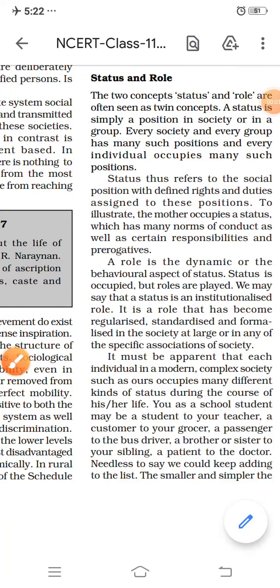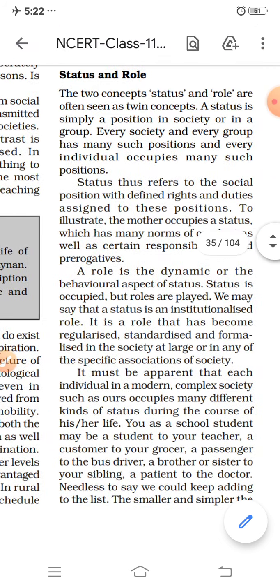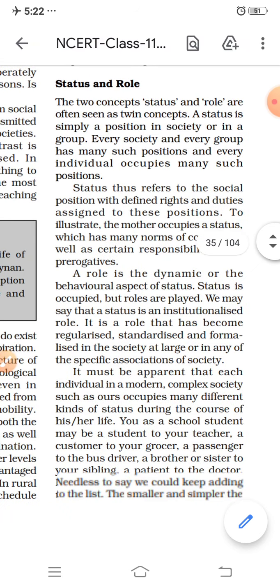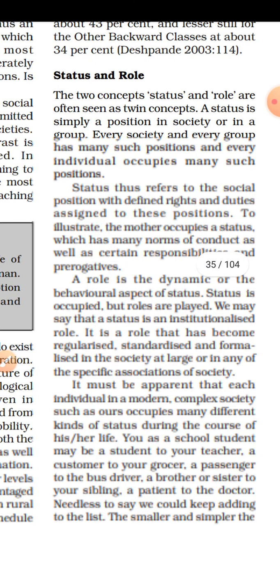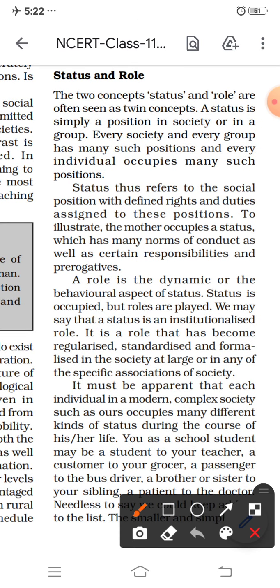Welcome to part 2 of Terms, Concepts and their Use in Sociology. Today we are going to discuss status and role. What basically does status mean, and what basically does role mean in living society? These two concepts of status and role are twin concepts.